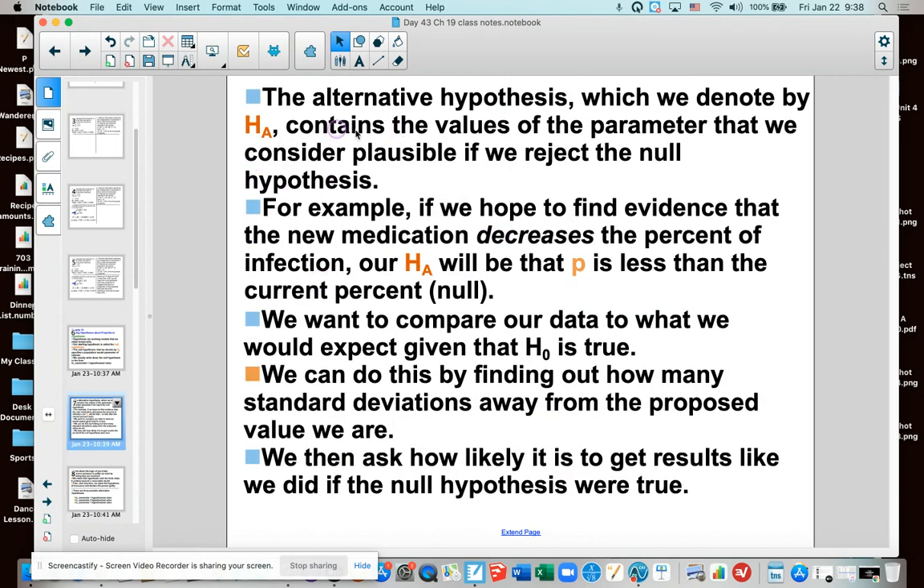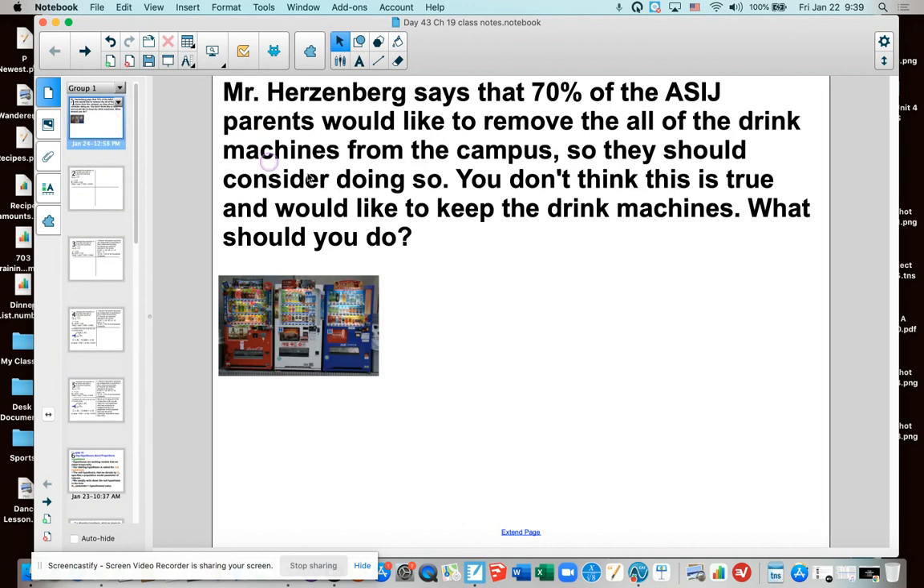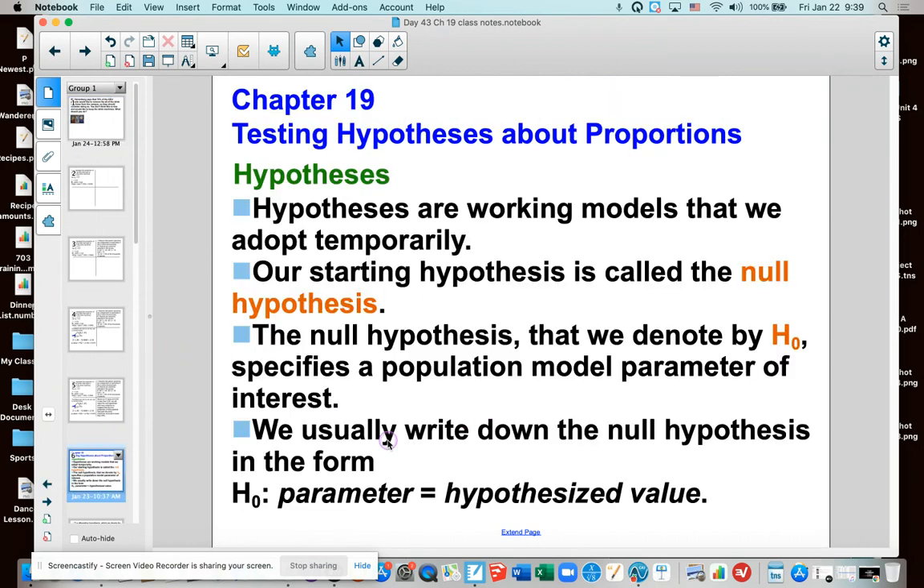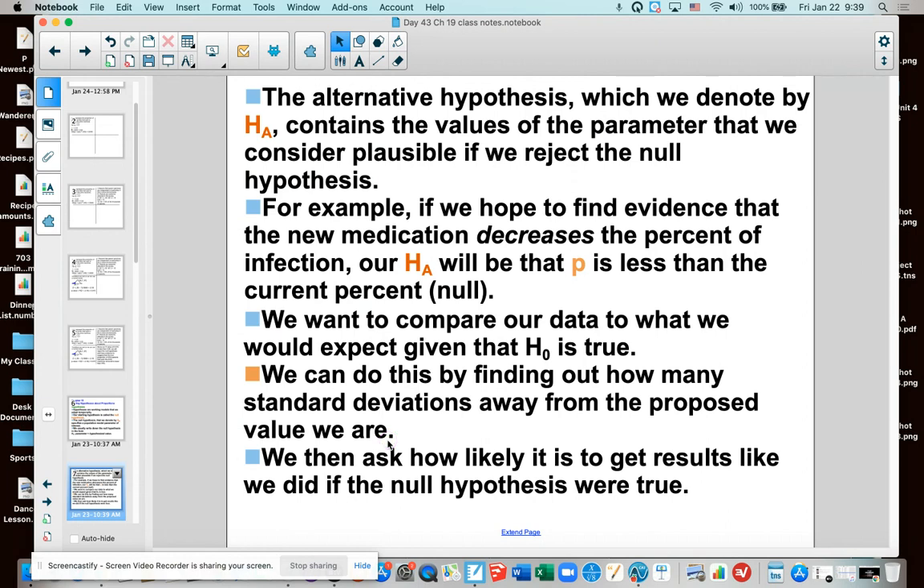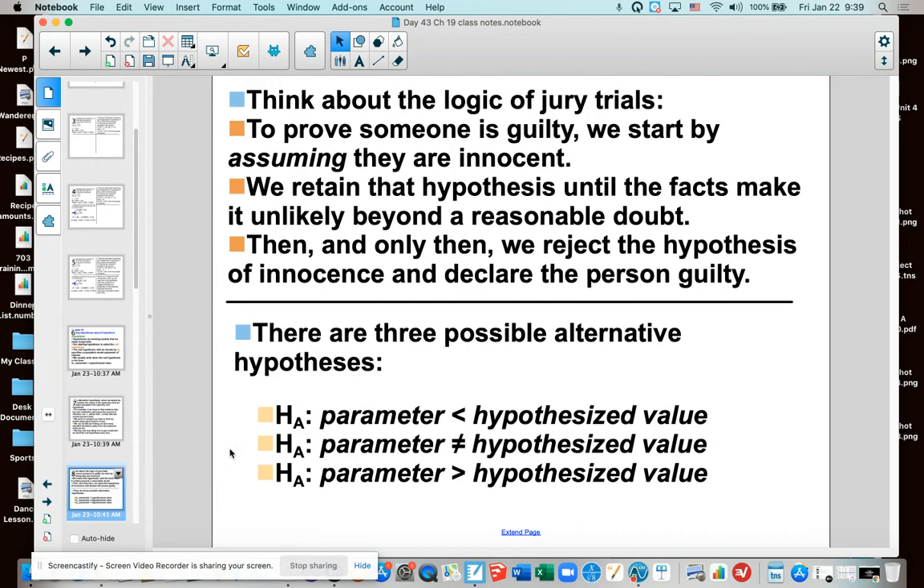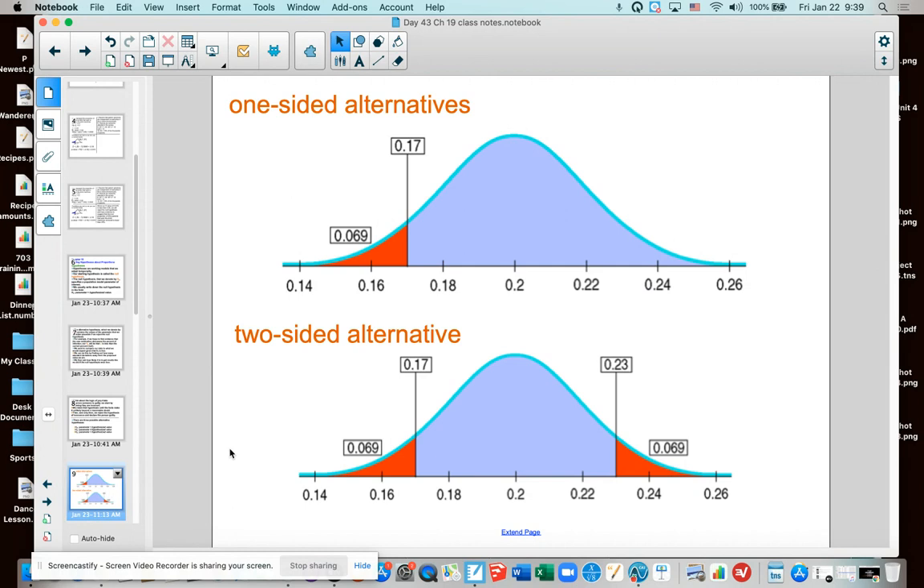So again, in the Mr. Herzenberg problem, the alternative is that we think it's less than that. We don't think there's that many parents who really want the machines to be removed. And hopefully if we can prove it, then we can talk Mr. Herzenberg into not removing the machines, right? That's the idea. So that's our alternative, the alternative to the null. We think the probability is either less than, greater than, or just different than what the null says.